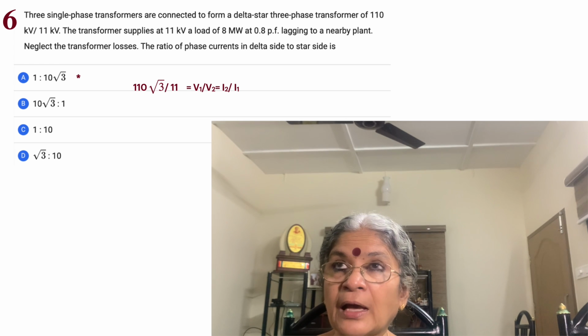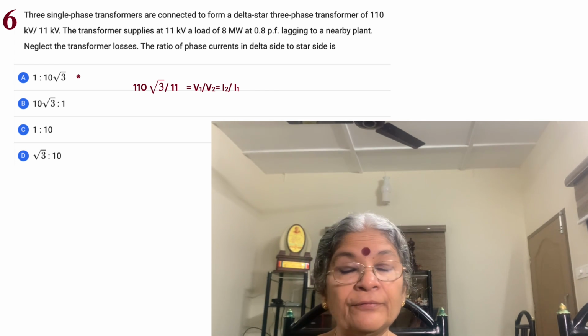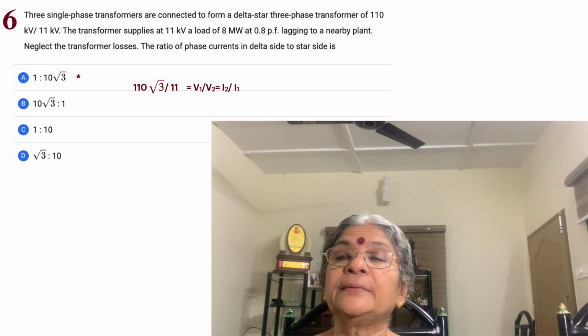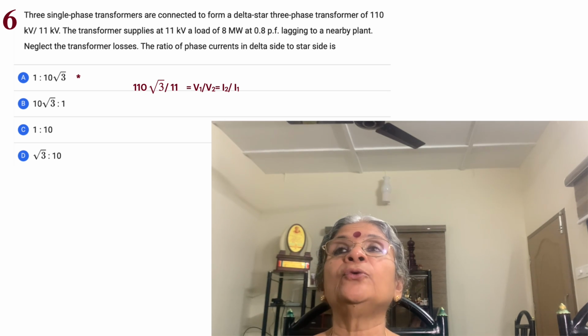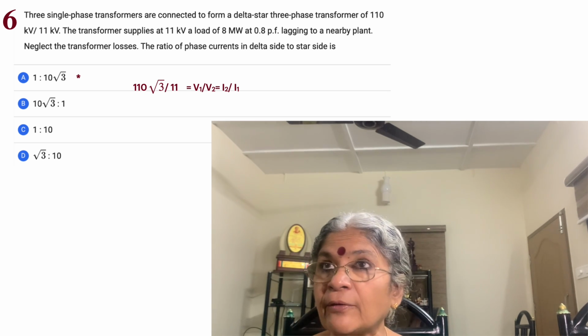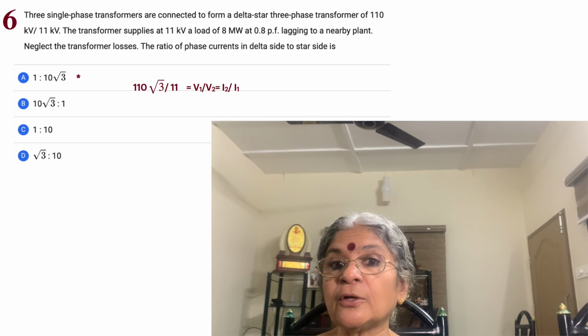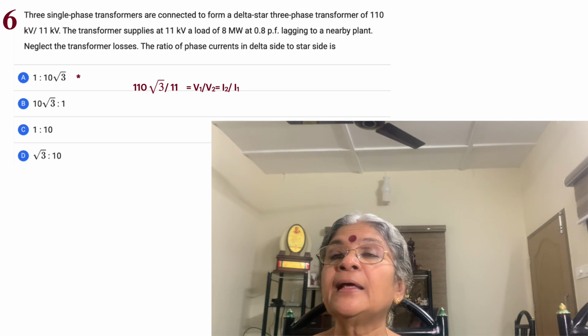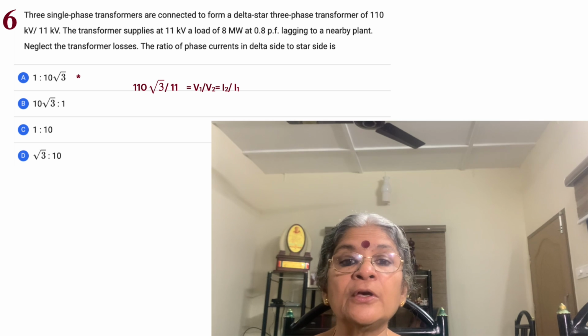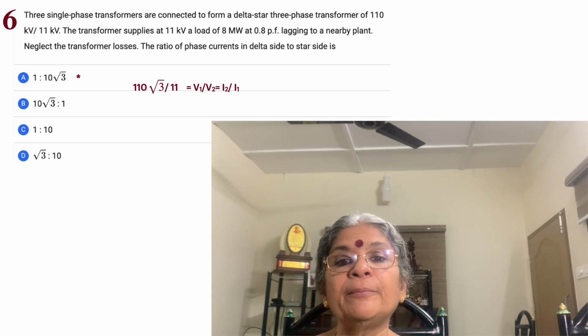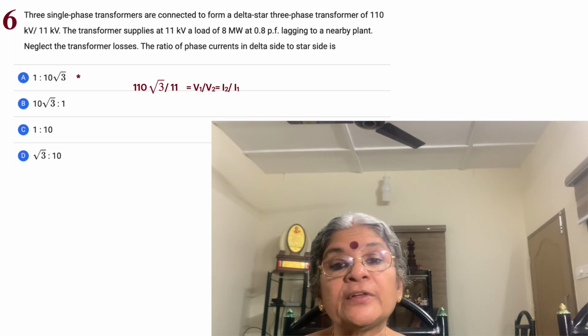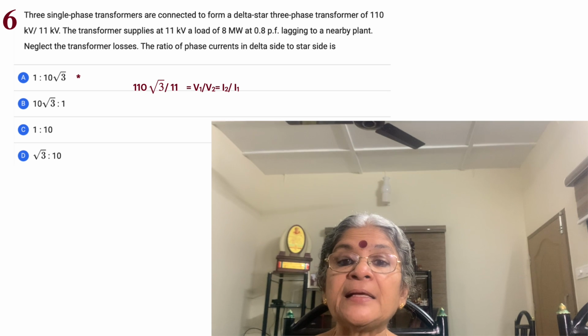So if in any manner the transformation ratio is required, you go from phase to phase. Never go for line to line quantities. Why? Because here we are having a problem in the sense that linking happens between phases. So 110 divided by 11 by root 3 is going to give you the turns ratio if it is required.